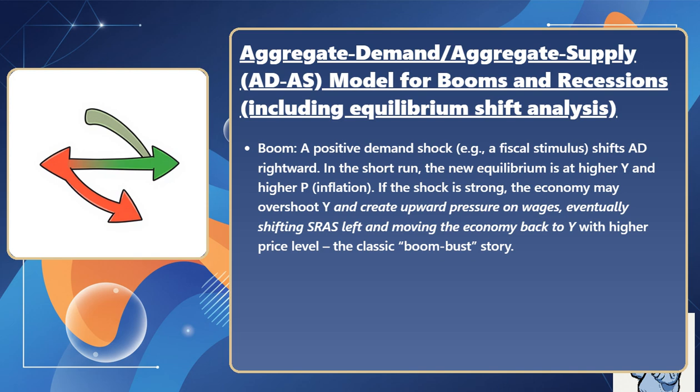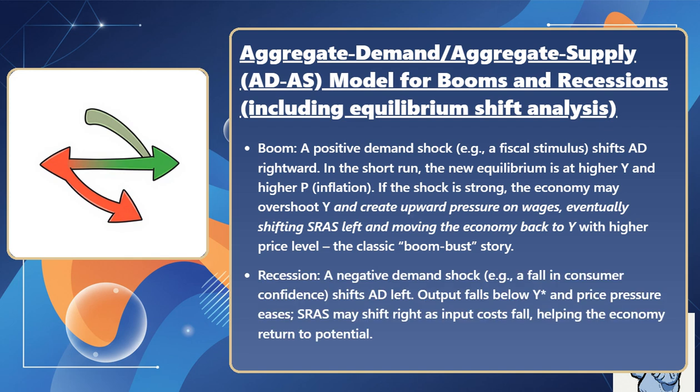Boom: a positive demand shock, for example a fiscal stimulus, shifts AD rightward. In the short run, the new equilibrium is at higher Y and higher P, meaning inflation. If the shock is strong, the economy may overshoot Y* and create upward pressure on wages, eventually shifting SRAS left and moving the economy back to Y* with a higher price level, the classic boom-bust story.